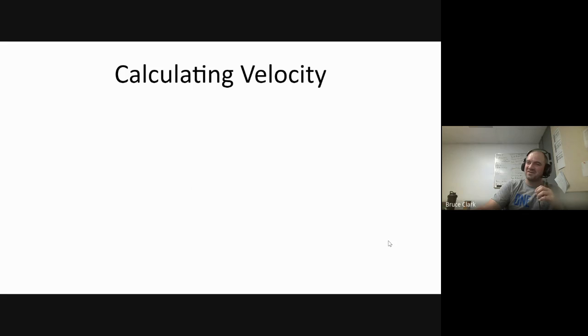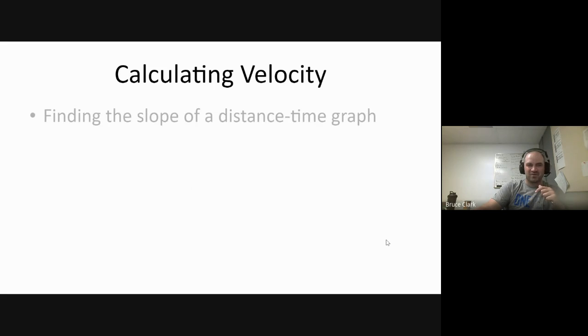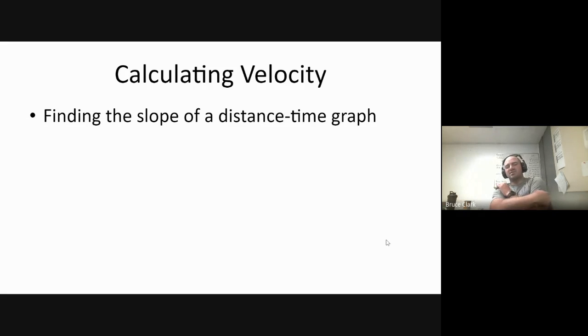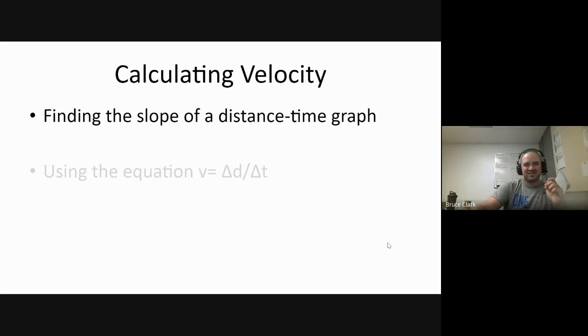So how do we calculate that? This is the important part here. So a couple ways we can do that. We can find the slope of a distance versus time graph. I have a picture of that on the next slide. But if you graph time along the x-axis, distance along the y-axis, that chart should give you the velocity of your object.